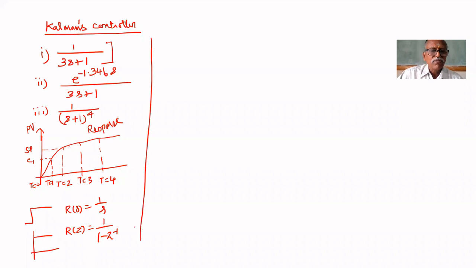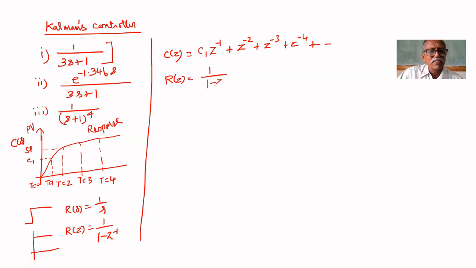What is C of Z? The response is C of S. What is C of Z? C of Z is, at the first sampling instant, the output is C1. Therefore, we can write C1 Z power minus 1 plus, what is the magnitude of the second sampling period? 1 multiplied by Z power minus 2 plus Z power minus 3, Z power minus 4, and so on. Magnitude is 1. This is the response for a given step input. What is R of Z? R of Z equal to 1 upon 1 minus Z power minus 1.